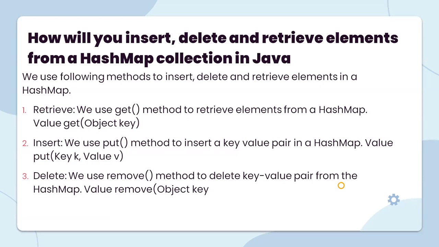Now, next question. Got it, my point, you guys. Okay. So now, how do we insert, delete and retrieve elements from a HashMap collection in Java? We use the get method to retrieve an element from a HashMap: get, pass that object key, which element we want to get. That's it. Insert: we use the put method to insert a key-value pair in a HashMap. Put, first pass the key and then pass the value. That's it. And delete: by using the remove method, delete a key-value pair from the HashMap. So remove, pass that object key. That's it.